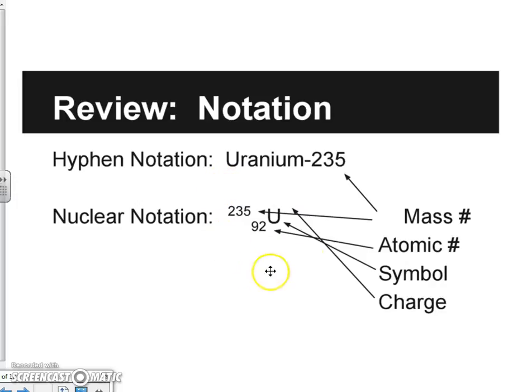That makes this super easy. Everything is given to you. You've got protons plus neutrons here. You've got protons here. If you want to find neutrons, just subtract bottom from top, and you have your number of neutrons.